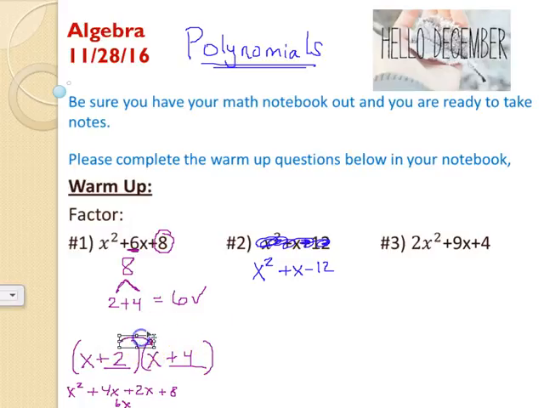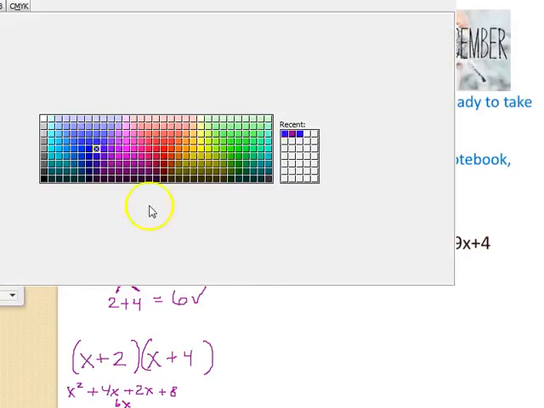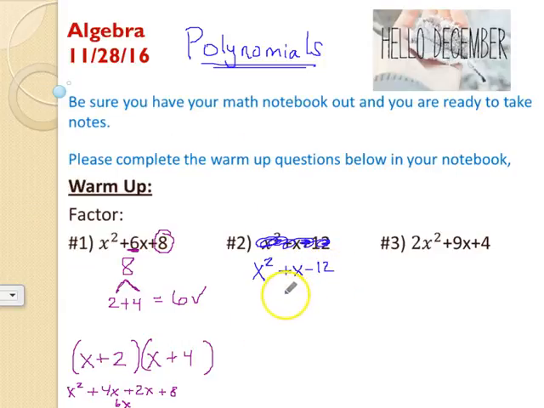So I'm just trying to get rid of those arrows so it's not confusing that this was our final answer. All right, so looking at number 2, we're going to do the same thing. We're going to find factors now of our constant term, which is a negative 12. So remember that negative sign is very important. It belongs to that 12. So factors of negative 12 that add up to our coefficient that's being multiplied by the x.